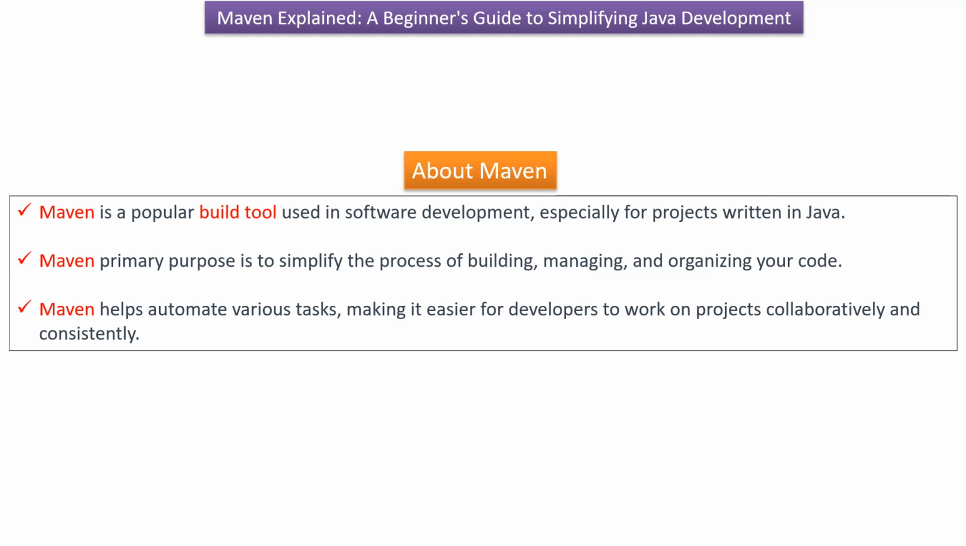In this video tutorial, I will explain what is Maven. Maven is a popular build tool which is used in software development, especially for projects written in Java. The primary purpose of Maven is to simplify the process of building, managing and organizing your code. Maven helps to automate various tasks, making it easier for developers to work on projects collaboratively and consistently.